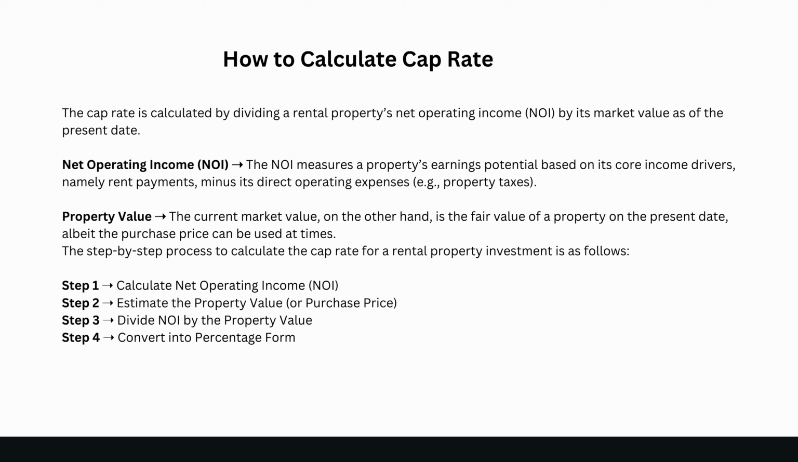What about property value? The current market value, on the other hand, is the fair value of a property on the present date, although the purchase price can be used at that time. The step-by-step process: step 1, compute the net operating income; step 2, calculate property value or consider purchase price; then divide net operating income by the property value and convert into a percentage. That's all.